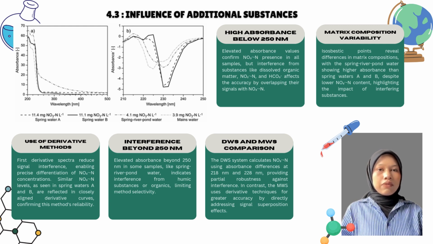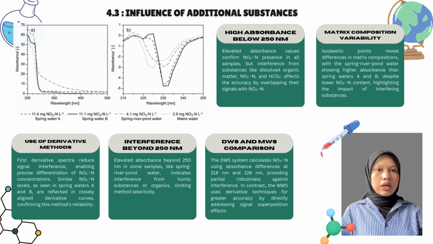Derivative methods effectively reduce signal interference, enhancing the reliability of NO3-N concentration differentiation. However, interference beyond 250 nanometers limits method selectivity, particularly in samples with high organic content. This comparison between DWS and MWS systems shows that while DWS uses absorbance differences for partial interference robustness, MWS employs derivative techniques for greater accuracy by addressing signal overlap directly. This highlights the critical role of advanced analytical methods in improving water quality assessments.